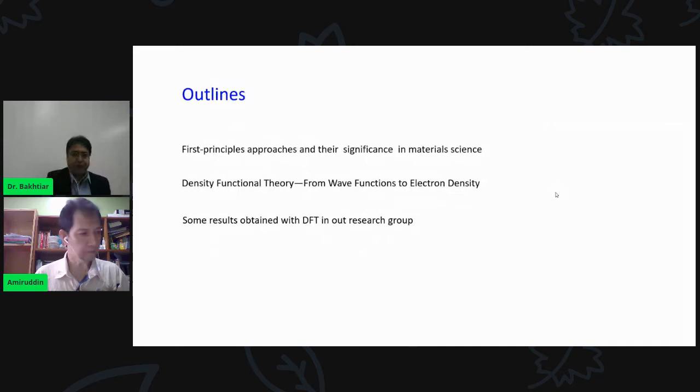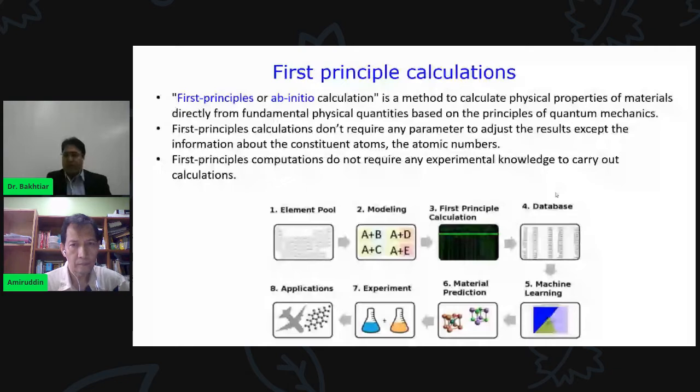First principle calculations, also known as ab initio calculations, are a method to calculate the physical properties of materials directly from fundamental physical quantities based on quantum mechanics. First principle calculations don't require any parameter to adjust the results except the information about the constituent atoms, the atomic numbers. And first principle computations do not require any experimental knowledge to carry out calculations.